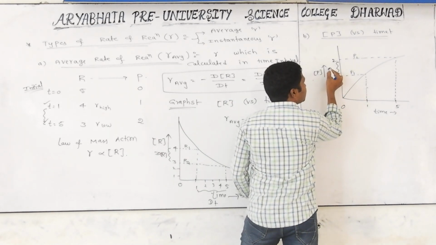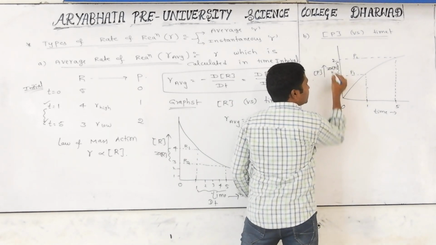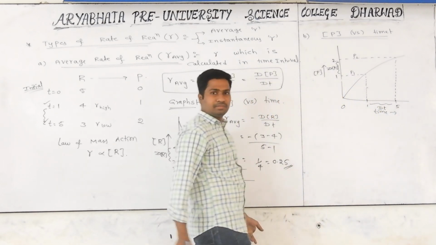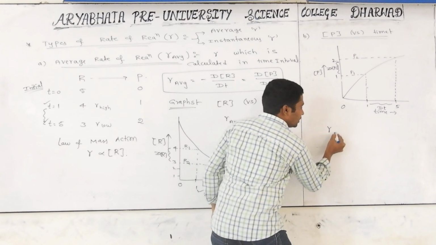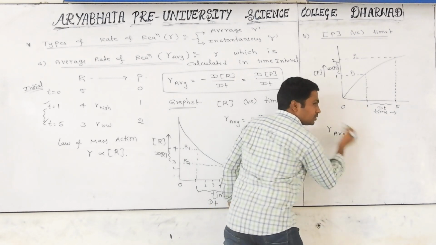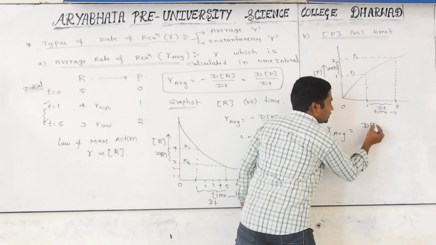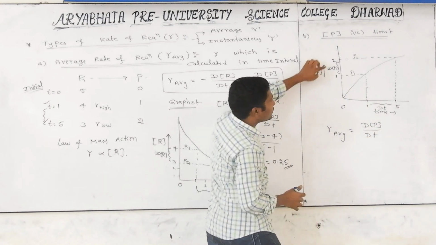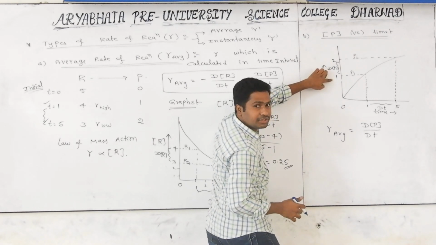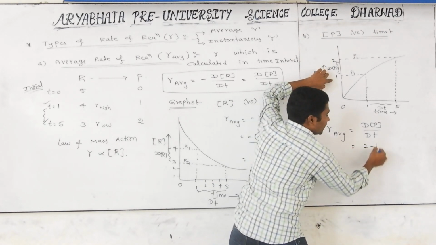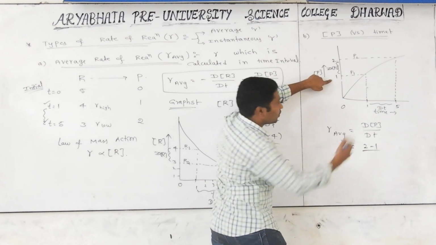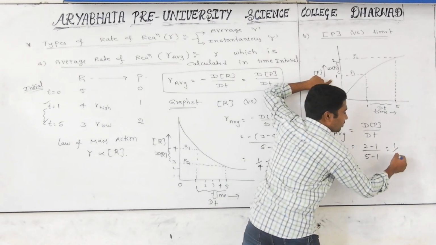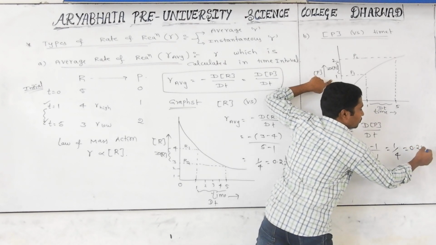This gap indicates the change in concentration of the products. This gap indicates the change in time. What is the R average formula? R average equals the change in concentration of product by time change. The change in concentration of products is final minus initial, which is 2 minus 1, divided by the time change, 5 minus 1. That is 1 by 4, which is 0.25.